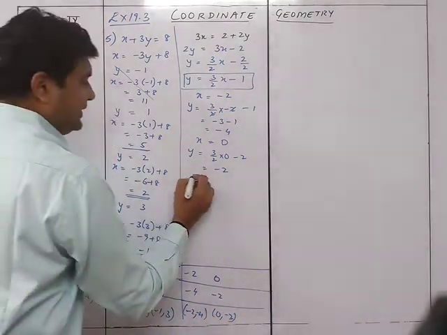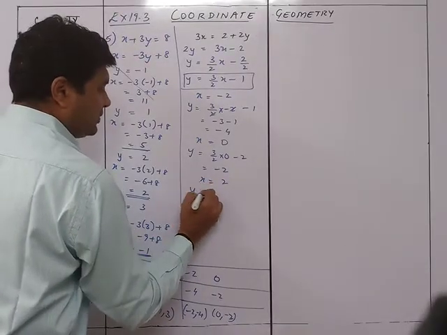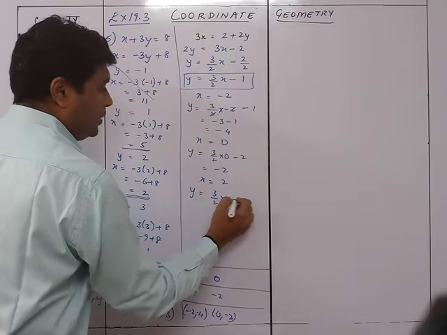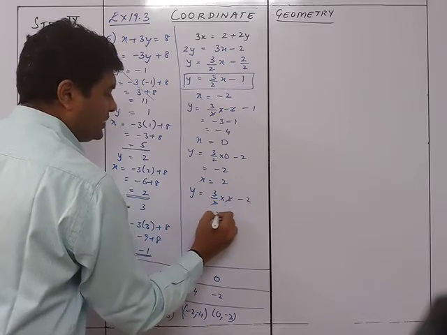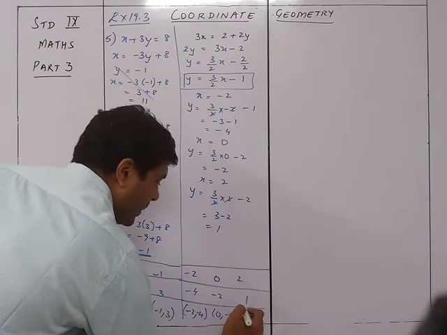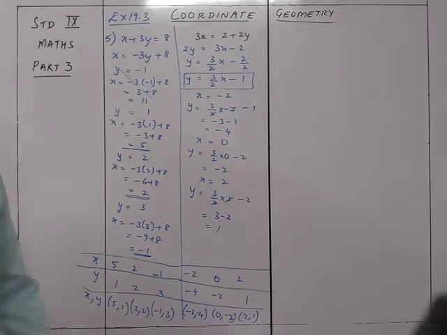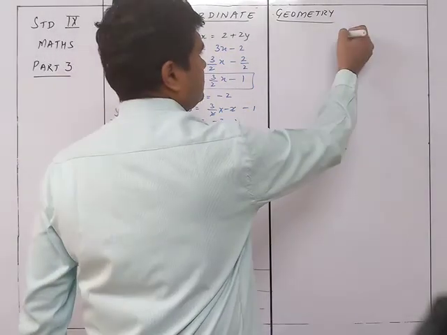And the third one is if x is equal to 2, then y is equal to 3 upon 2 into 2 minus 1. So that will be equal to 3 minus 1, which is 2, so that will be 2 comma 2. So those are the two tables that we have got. Now we can plot the graph.